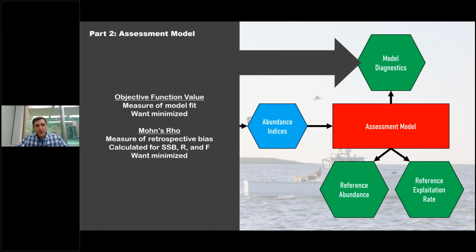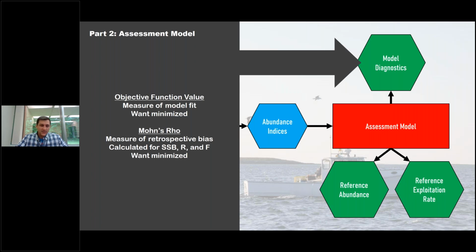Mohn's rho values might be new to some of you. So the assessment model runs from the historical period up to the present and generates values for spawning stock biomass, fishing mortality, and recruitment over that time period. A perfect model may calculate the same values for spawning biomass, fishing mortality, and recruitment over that time period, even if some of the newer years, some of that newer data, were missing.